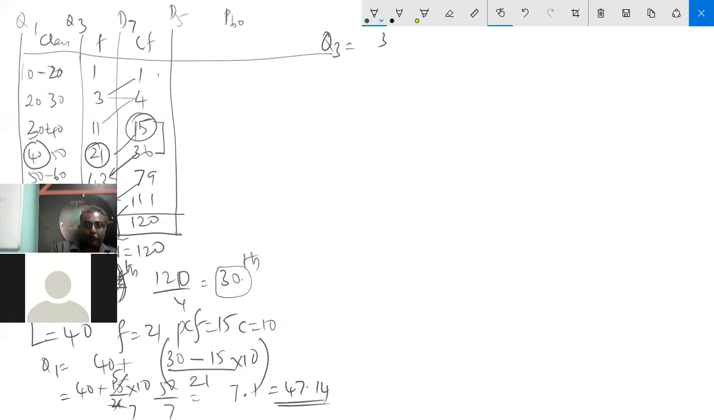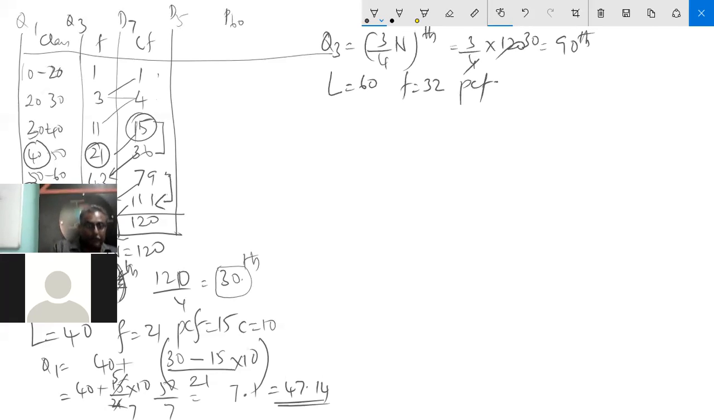Q3 is equal to 3 by 4 n, nth value. 3 by 4 into n, n is 120, so 90th value. Where is 90 here? Between 79 and this, you have the 90th value. So L is equal to 60, F is equal to 32. PCF is equal to previous cumulative value, 79. C is equal to 10. So Q3 is equal to L plus 3/4 n, which is 90, minus PCF 79, divided by 32, that is F, into 10.